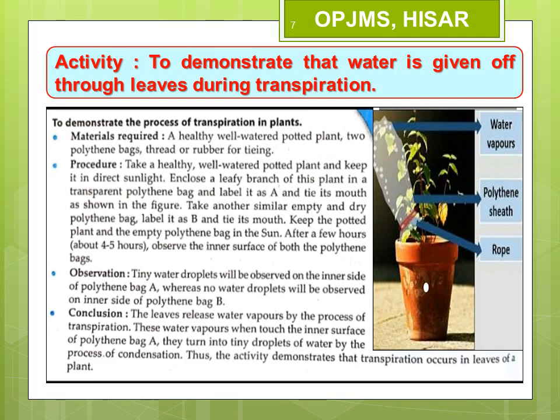After a few hours, we observe the inner surface of the polythene bag. We observe tiny water droplets on the inner surface of the polythene bag. The leaves release water vapors by the process of transpiration. These water vapors, when they touch the inner surface of the polythene bag, turn into tiny droplets of water by the process of condensation. Thus, this activity demonstrates that transpiration occurs in leaves of the plants.